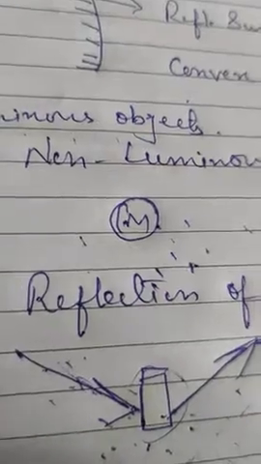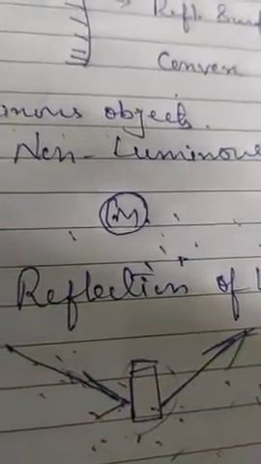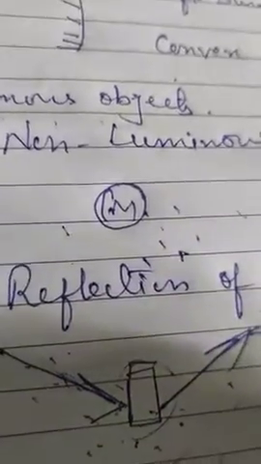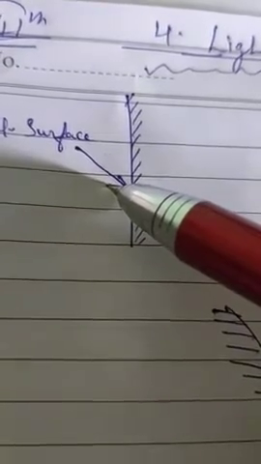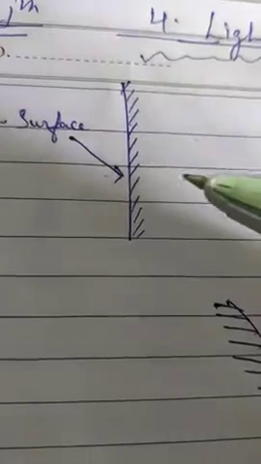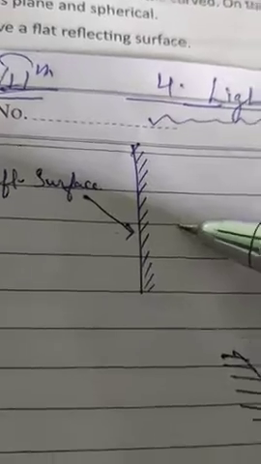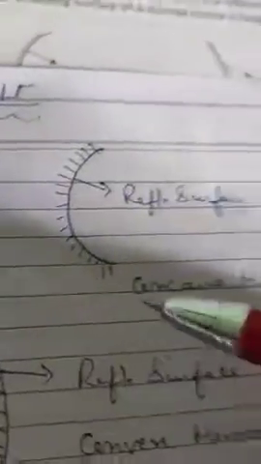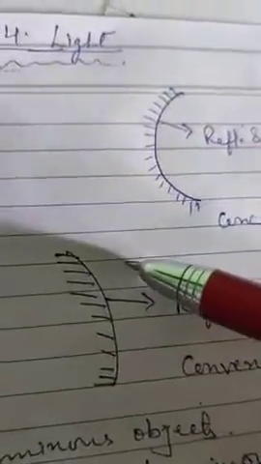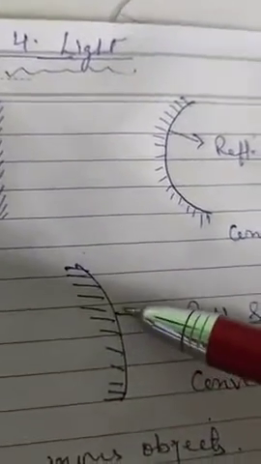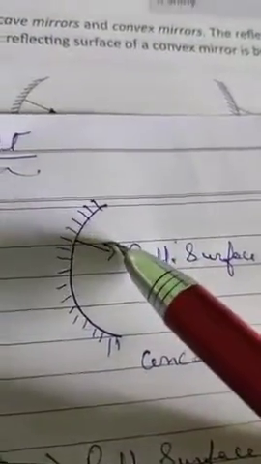Okay. A smooth and highly polished surface such as a mirror reflects all the light that falls on it. The smooth surface can be flat or a little curved. On this basis we classify mirrors as plane and spherical mirrors. Plane mirrors have a flat reflecting surface. This is a flat reflecting surface. This is a spherical mirror, this is called a concave mirror, and this is a convex mirror. In a convex mirror this part is the reflecting surface, and in a concave mirror this part is the reflecting surface.